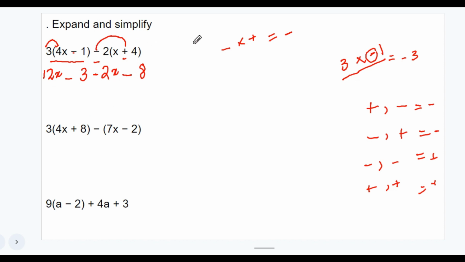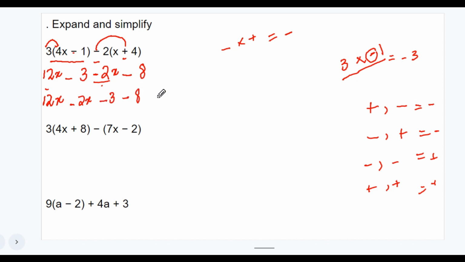Okay, now we are done with expanding the brackets. We have to collect the terms now. X terms I am collecting over here, that is 12x, and the second one is minus 2x. Remember, minus 2x. Sign is very important. Then what is left? Minus 3 minus 8.